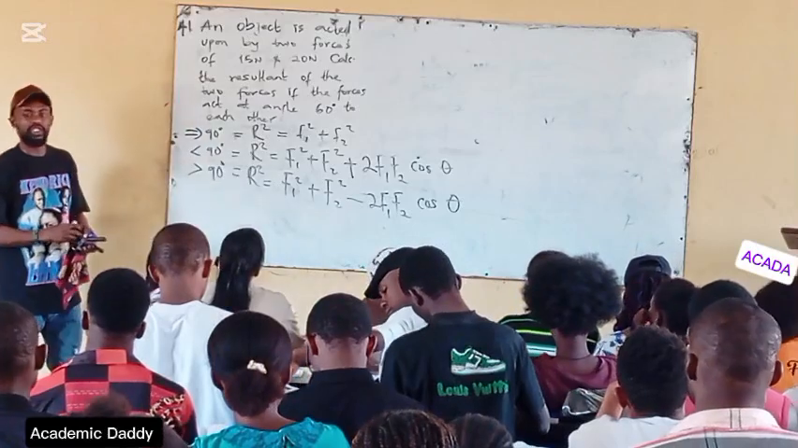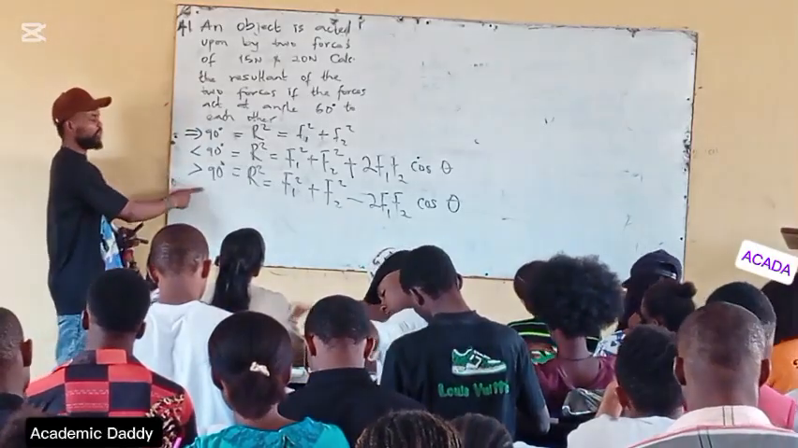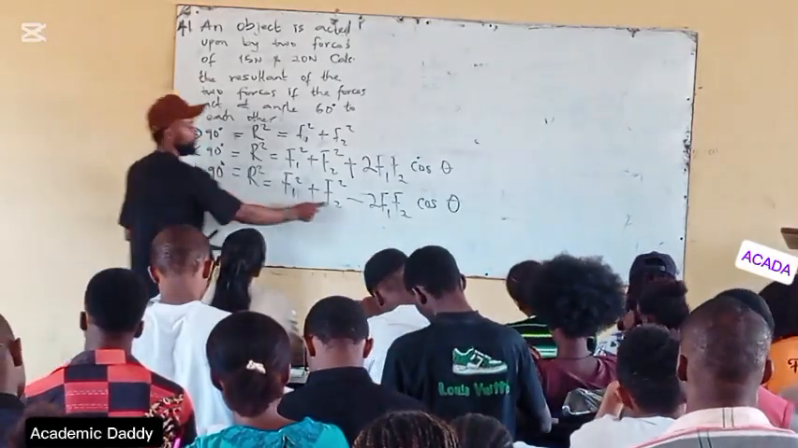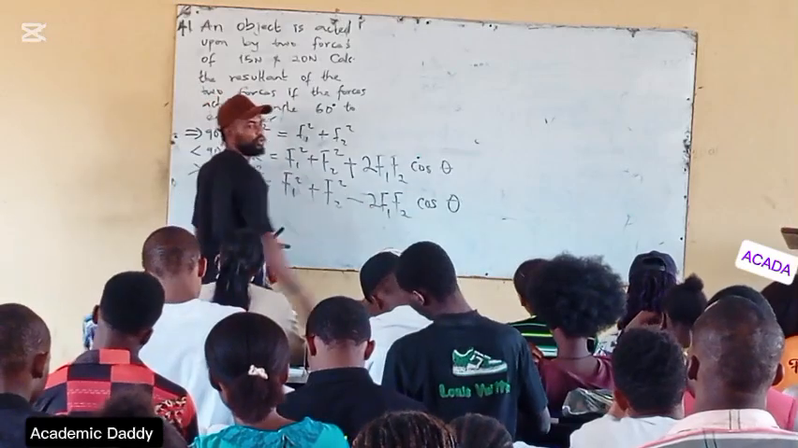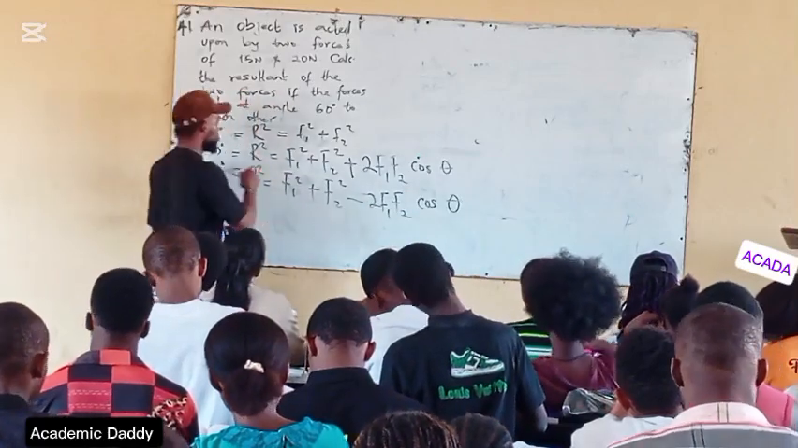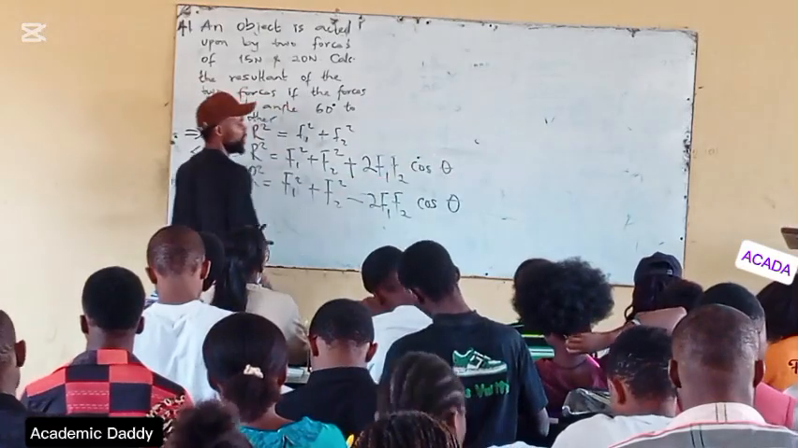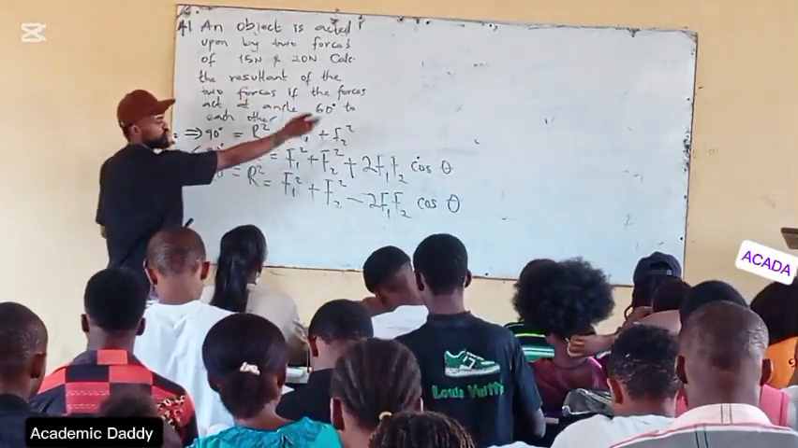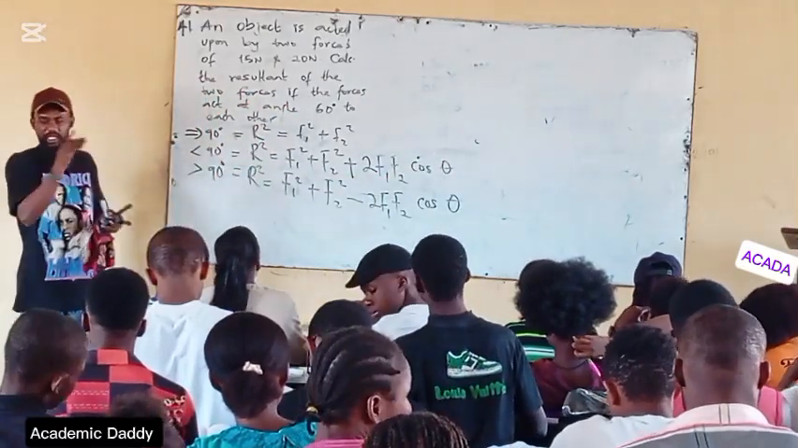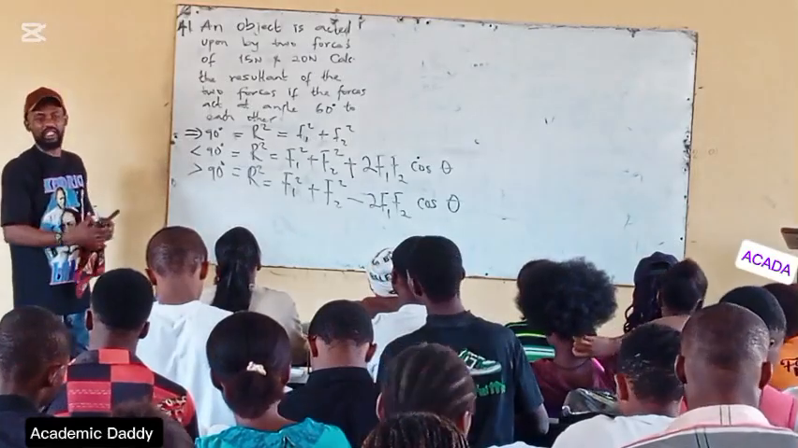What you just need to be noticing now is, if it is above 90, use minus, then put the angle, just the angle. If it is less than 90, use plus, then put the angle. Then if it is equal to 90, just use this. Very important. So we don't start checking all those things we normally check.